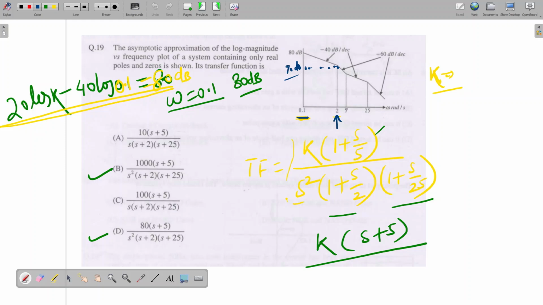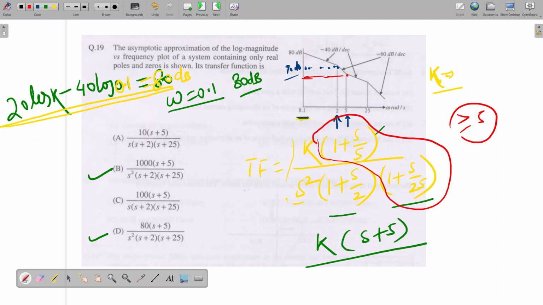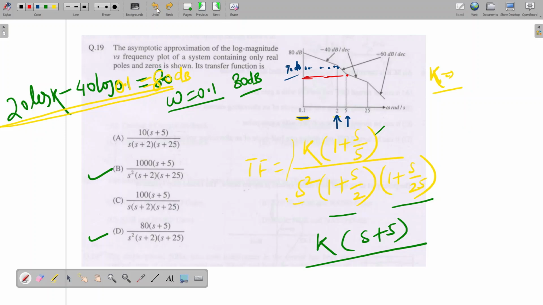If we get the magnitude at 5, then this 2 should be considered. If I got any magnitude value at 5, then corner frequencies greater than or equal to 5 should be neglected while calculating the magnitude. Then those will be neglected, but 20 log k minus 40 log omega minus 20 log of the term 1 plus s by 2 will be some magnitude, and then we have to consider this one also. But here we know the magnitude at 0.1, so all the corner frequencies which are greater than 0.1, we will neglect.